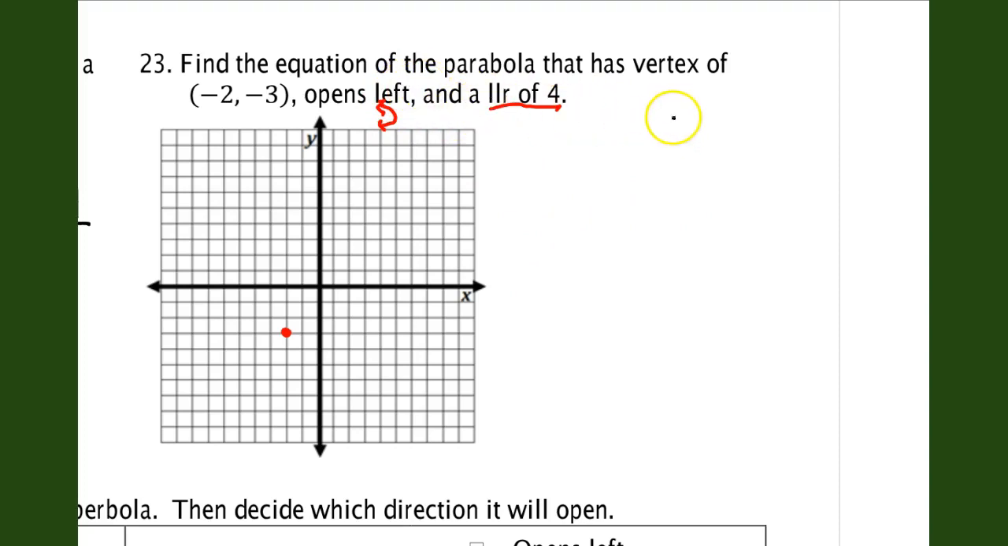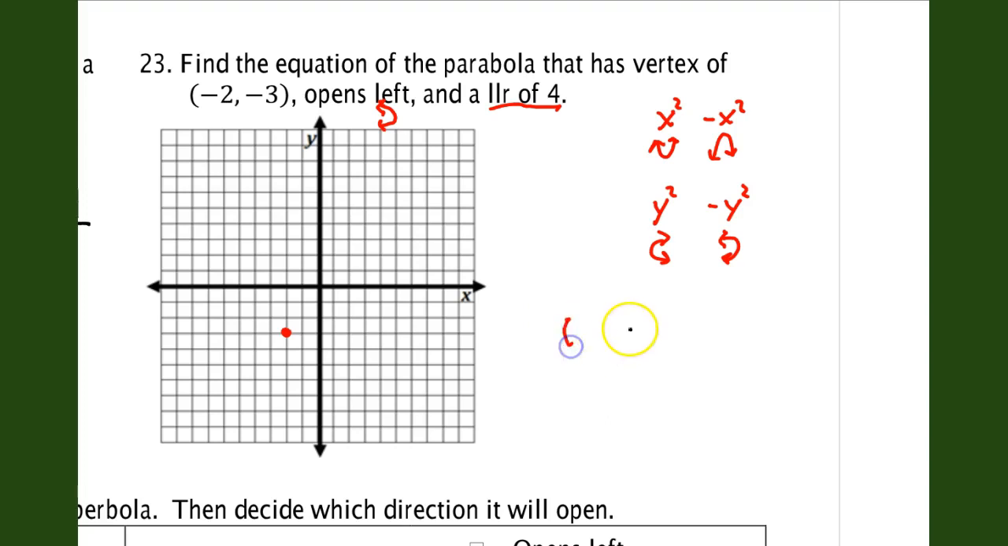So recall that the x squared parabola you learned a long time ago, right, always opened up and a negative opened down. So what we do to open left and right is make it y squared instead. So a positive y squared opens to the right and a negative y squared opens to the left. So we have a y squared that needs to have a negative coefficient. All right, so it's just about putting everything in the right place.